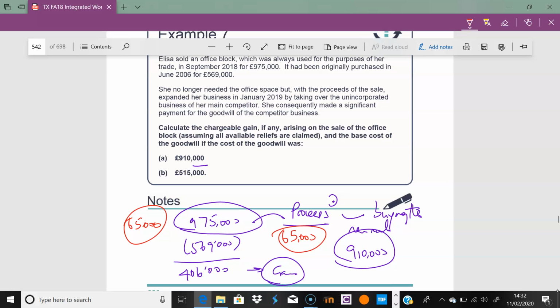Now, what that does mean is that the 65,000 of this gain is chargeable straight away, but the other 406,000 minus 65,000 is deferrable. So if I deduct 406 minus 65, I get 300 and let's just do that.